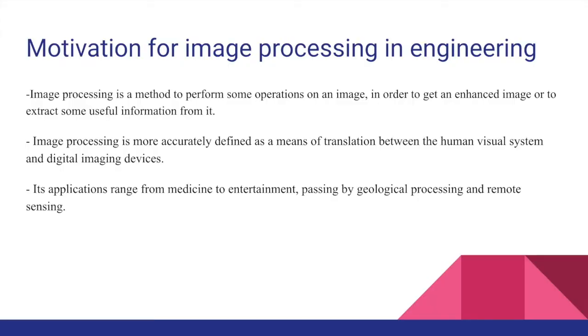All right, so what is some of the motivation for image processing? Well, a definition is it is a method to perform some operation on an image in order to get an enhanced image or to extract some useful information from it. But a more accurate definition is that it is a means of translation between the human visual system and digital imaging devices. So basically it allows machines to see what the human sees and put that into information and other data. And what's really cool about this is that it has a huge range of possibilities and applications. It can range from medicine to entertainment to geological processing and also to remote sensing in other areas.